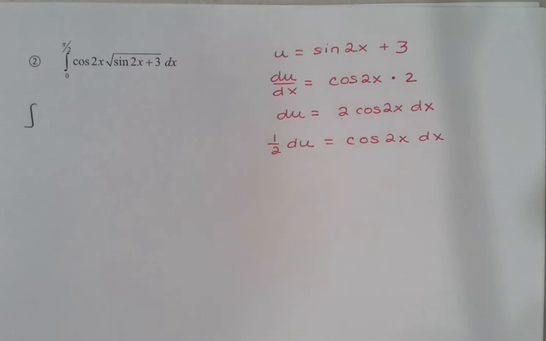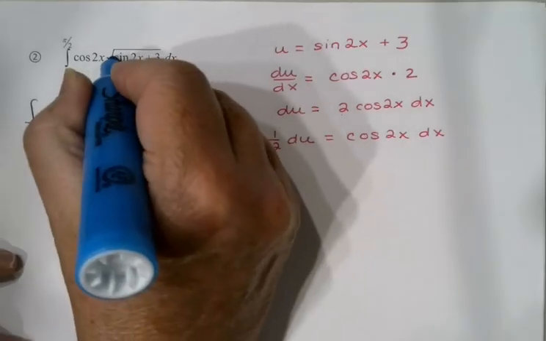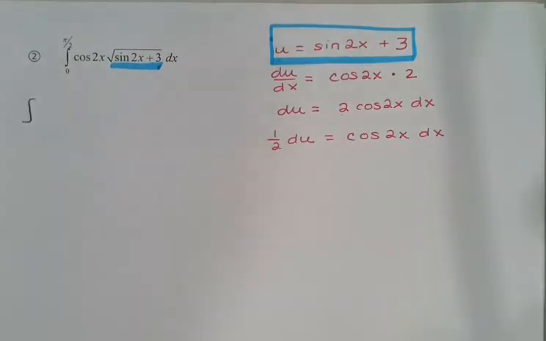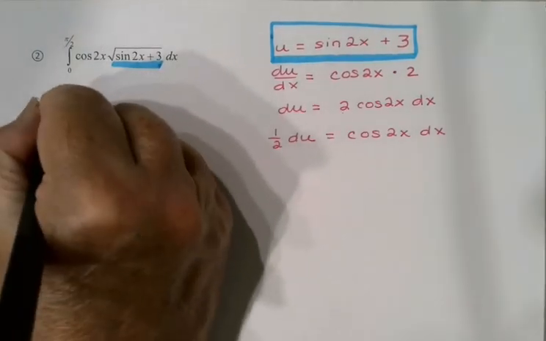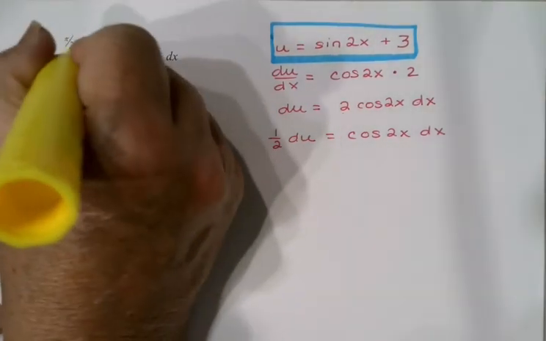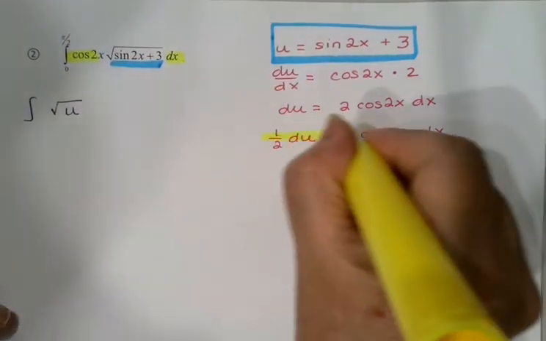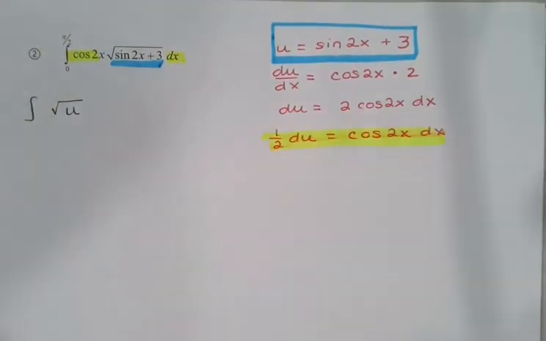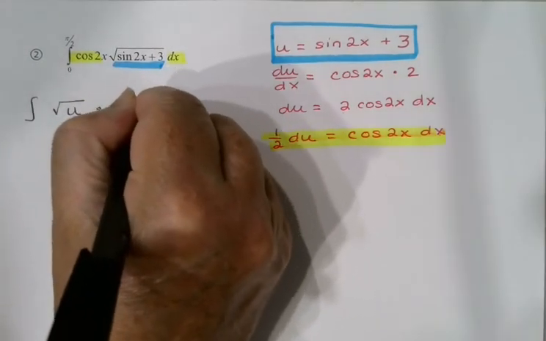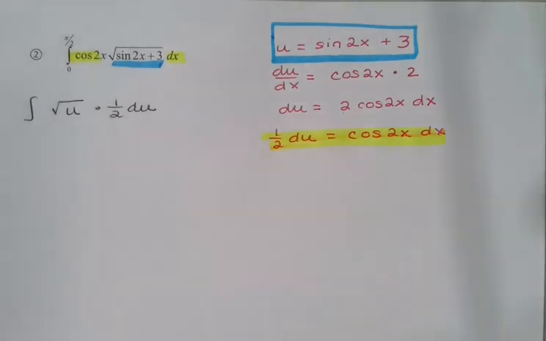So let's make the u substitution. Since I'm going to go to u's, I won't write my limits of integration. Those are x values. And everything that's under this radical gets replaced by the u. So I have the square root of u. And then the cosine 2x dx is exactly what I needed to replace with 1/2 du. So that integral definitely got a whole lot simpler with my u substitution. That's what we like to see happening, right?